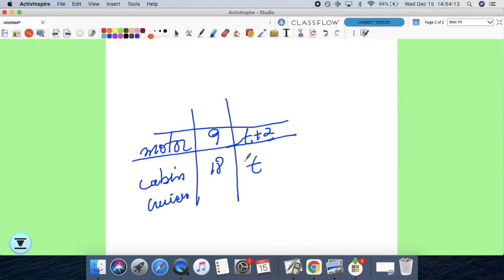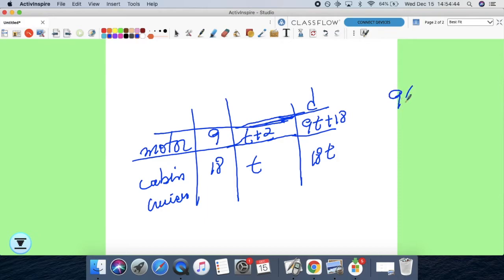And how many hours after the cabin cruiser leaves will the cabin cruiser be alongside the motorboat? In how many hours will both distances be the same? Let's find the distance. 18 times t is 18t. 9 times t is 9t. And 9 times 2 is 18. Okay, so that's how we set up our table. So when will the distance of the cabin cruiser and the motorboat be the same?